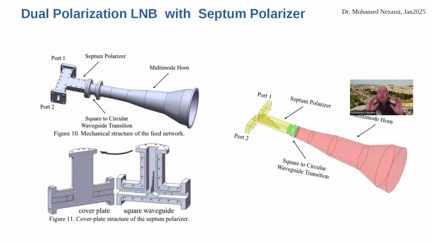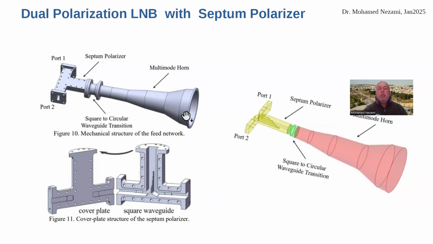So let's look closer at what a dual polarization antenna to LNB assembly is. I took these from the IEEE. Basically you can see that we have a parabola here that will collect the signals and focus them onto a horn.